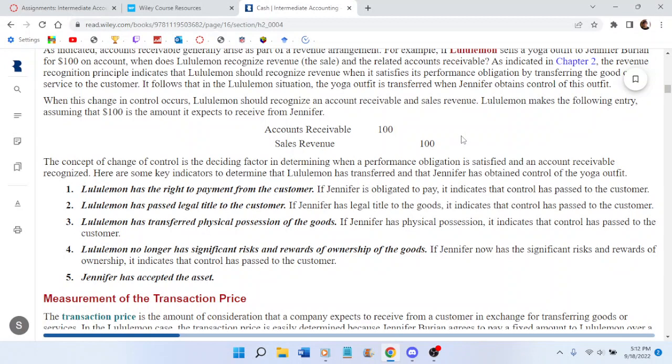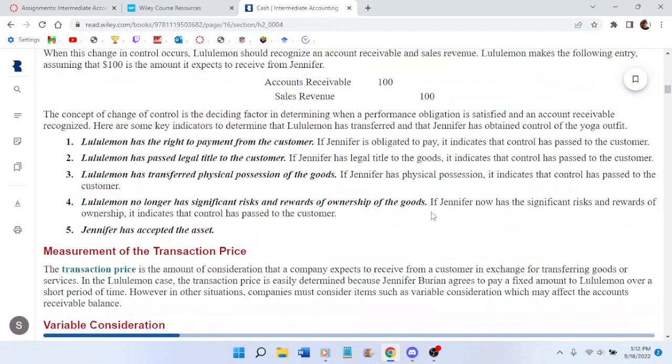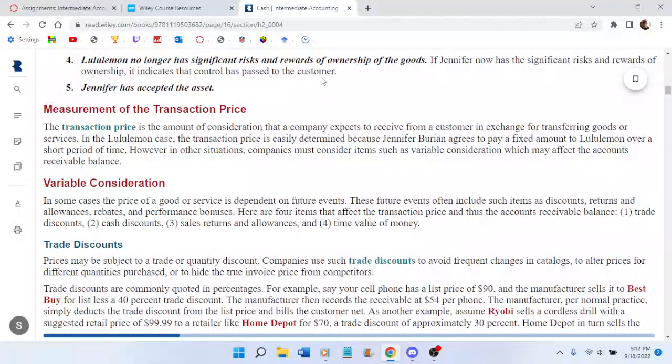Lululemon has the right to payment from the customer. Lululemon has passed legal title to the customer. Lululemon has transferred physical possession of the goods. Lululemon no longer has significant risks and rewards of ownership of the goods. The customer has accepted the asset.